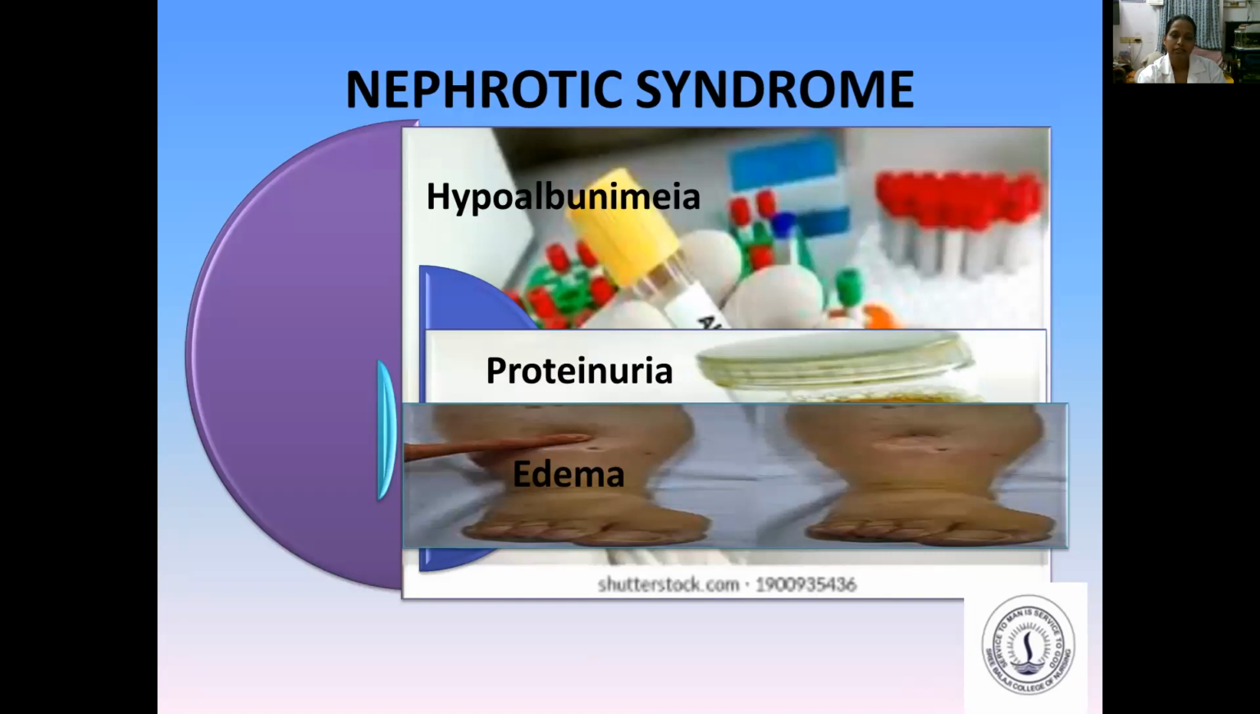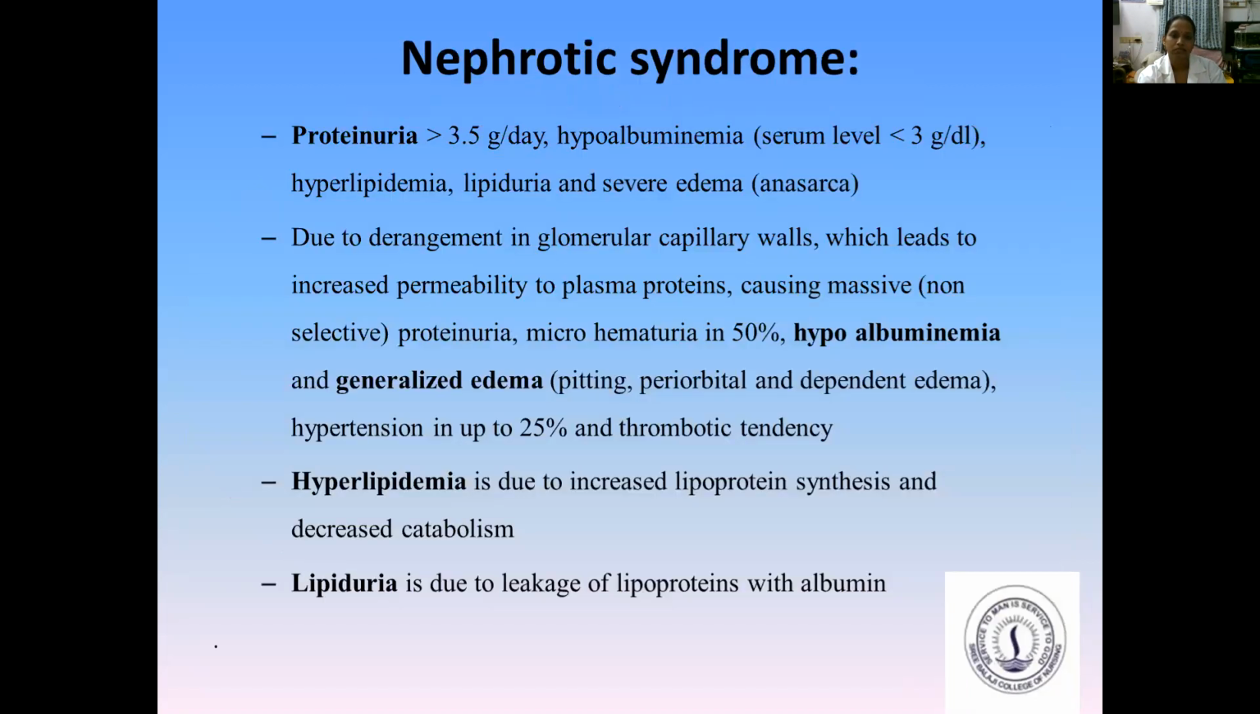The next condition is nephrotic syndrome. So nephrotic syndrome is a triad of hypoalbuminemia, proteinuria, and edema. So these are 3 major symptoms in nephrotic syndrome: hypoalbuminemia, proteinuria, and edema. So proteinuria is more than 3.5 grams per day. Hypoalbuminemia, the serum level is less than 3 grams per deciliter. The patient will exhibit hyperlipidemia, lipiduria, and severe edema. Throughout the body, there will be edema that is known as anasarca.